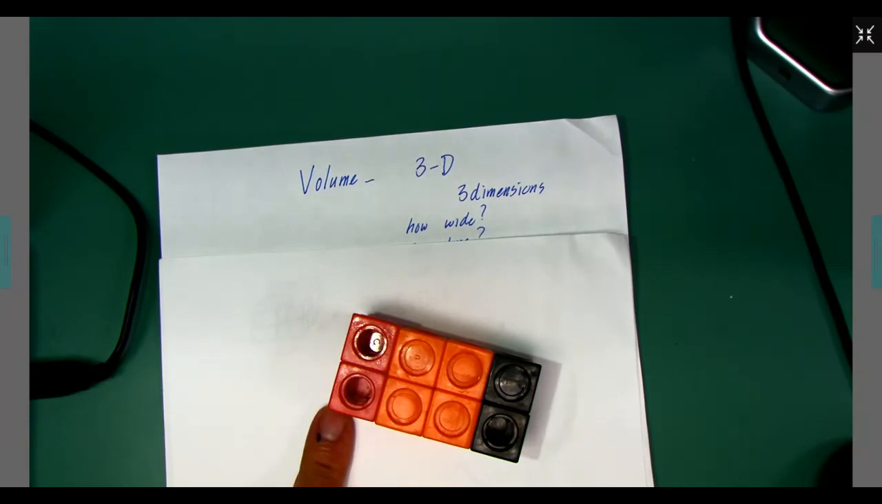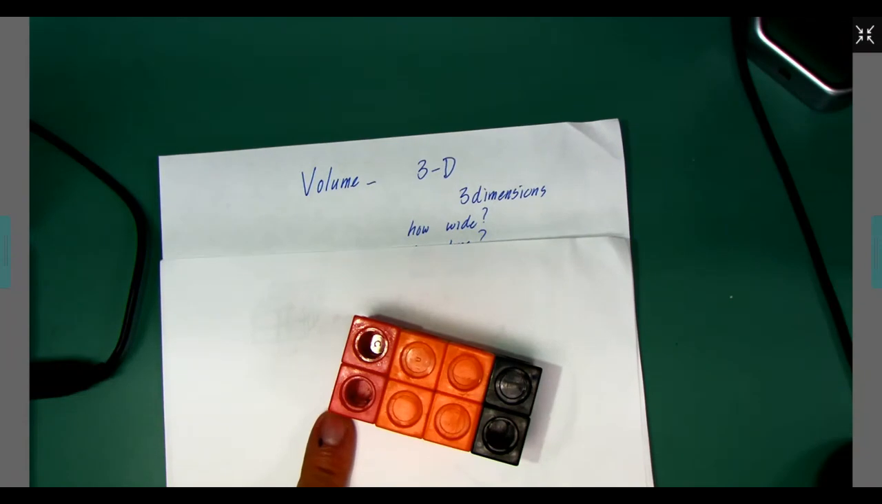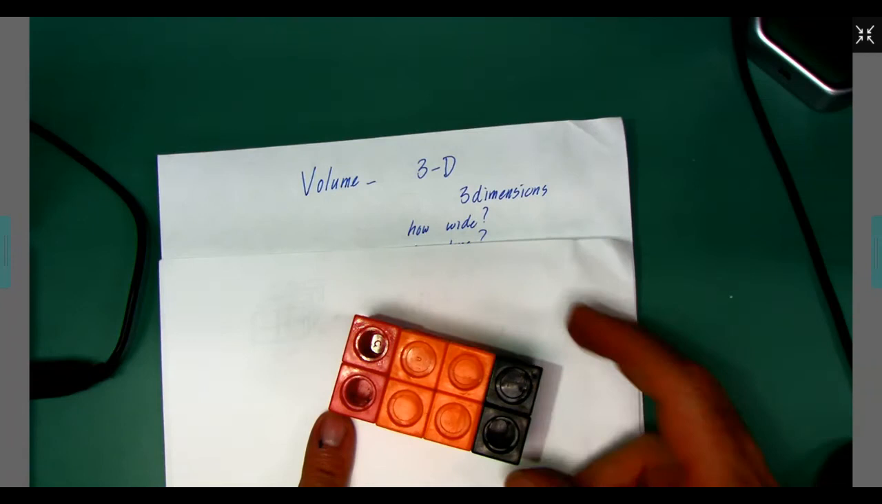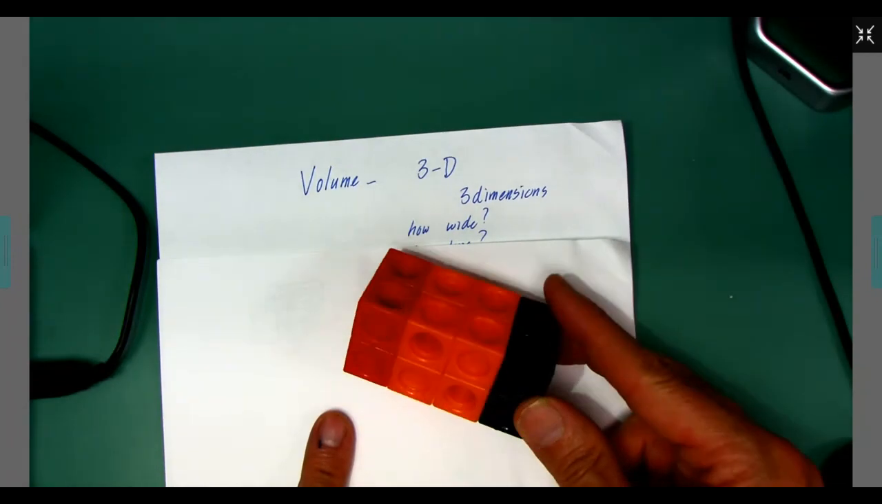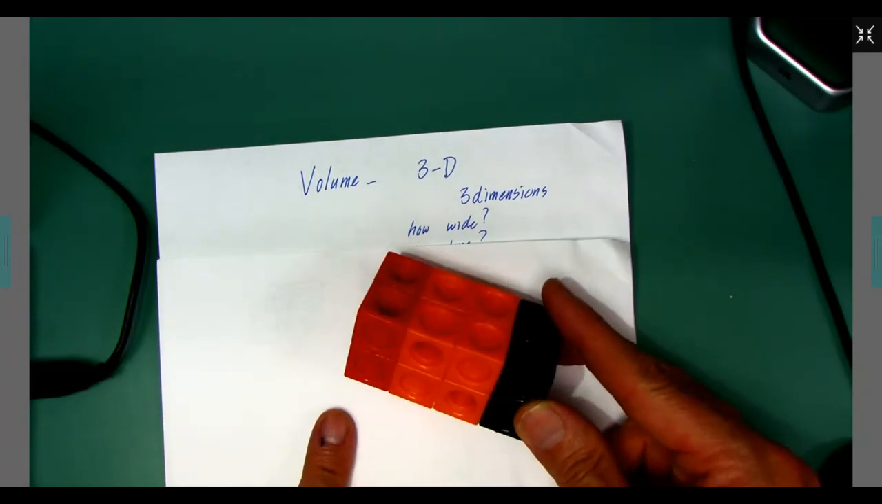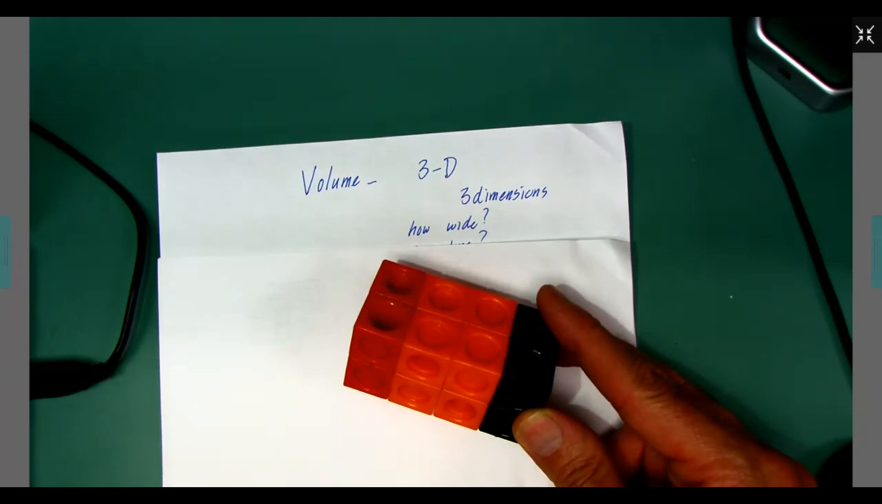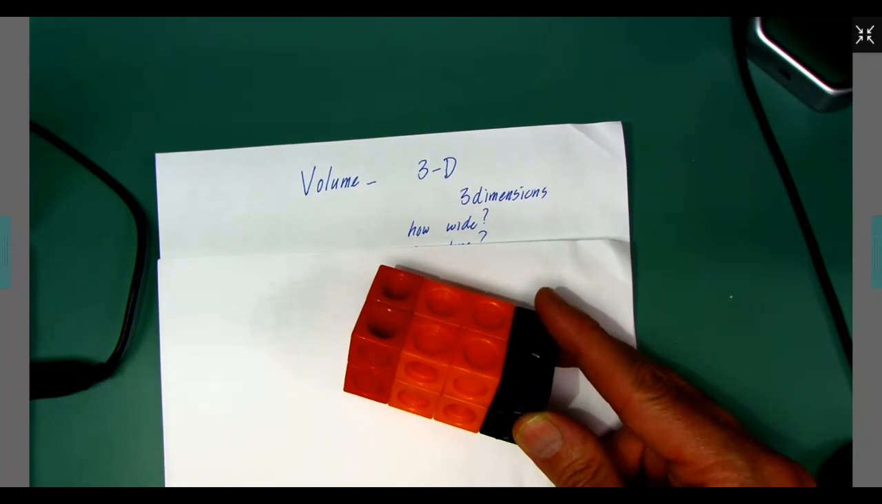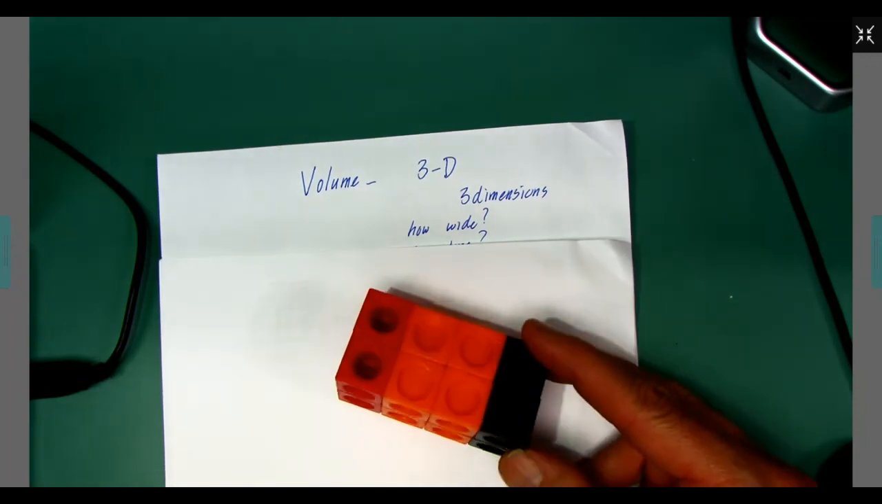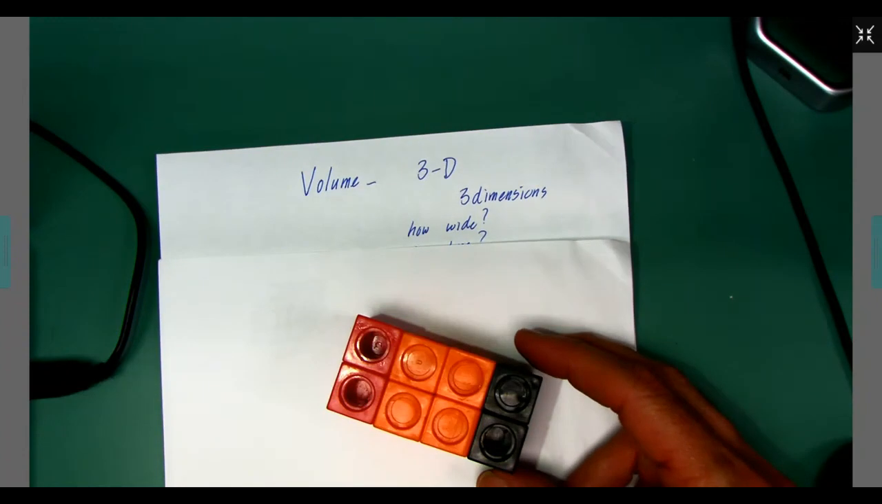But the third dimension is how many layers of 8? How many layers of a rectangle that is 2 by 4? Well, if I turn it on its side, you can see it is 2 layers tall. I have 2 layers of 8. So how many cubic units does it take to make this? Well, 2 layers of 8, 16.